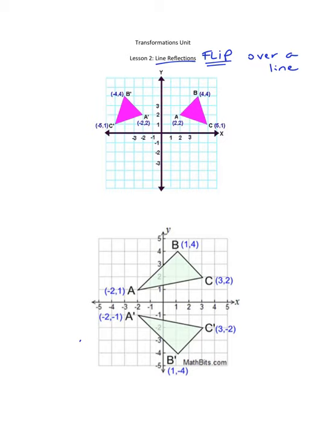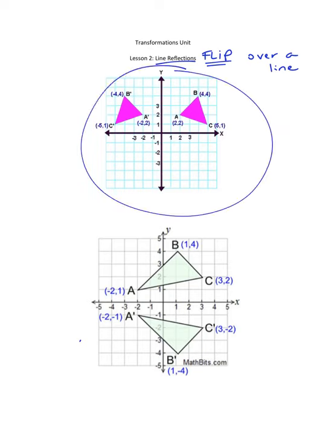If you look at the first image I provided for you, just as an example, they started out with triangle ABC on the right-hand side, and they reflected it over the y-axis. That was the line that they reflected over onto the other side to create A prime, B prime, C prime. So what you'll notice is that every point, if I look at point A, for example, every point is the same distance away from the line of reflection.